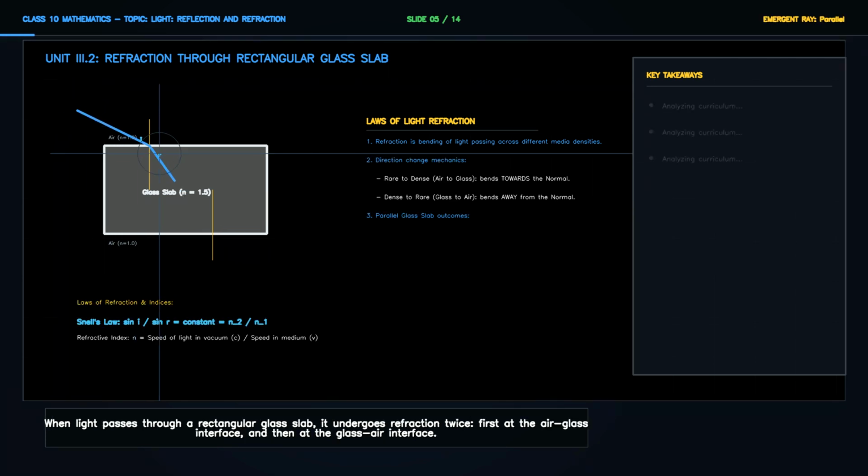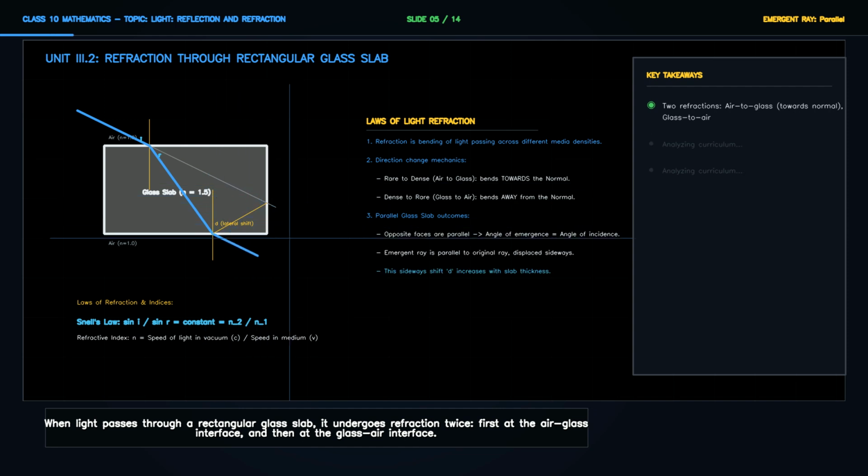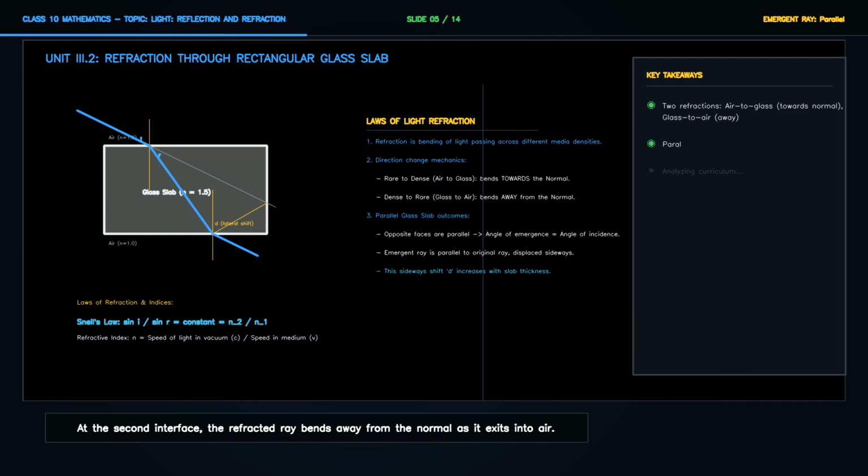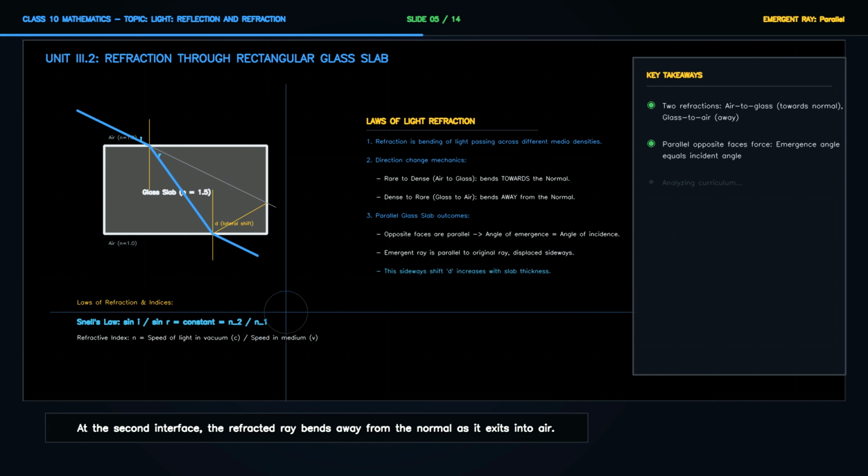When light passes through a rectangular glass slab, it undergoes refraction twice, first at the air-glass interface, and then at the glass-air interface. At the first interface, the incident ray bends towards the normal because glass is optically denser than air. At the second interface, the refracted ray bends away from the normal as it exits into air.